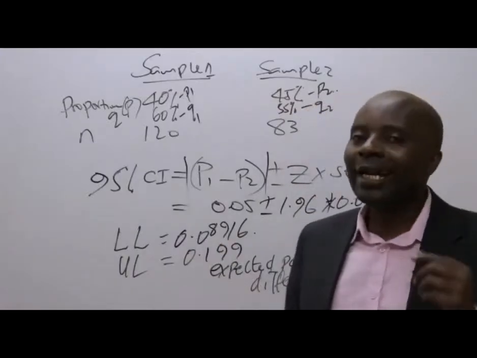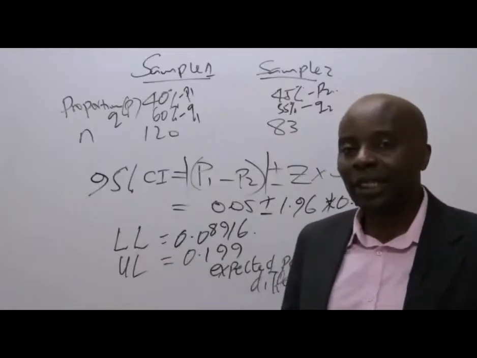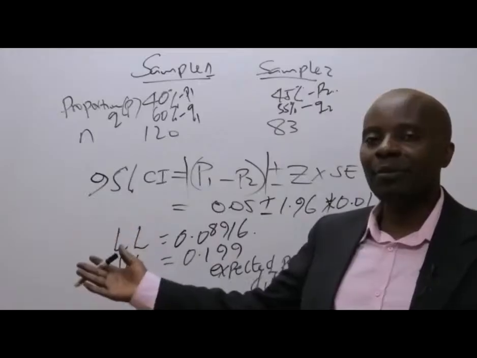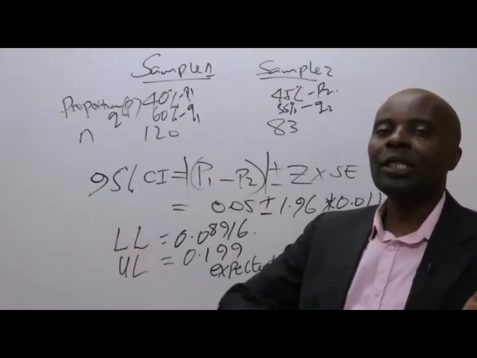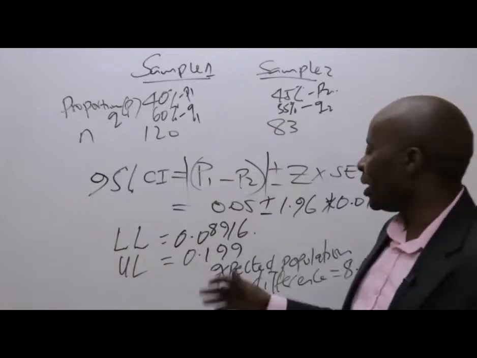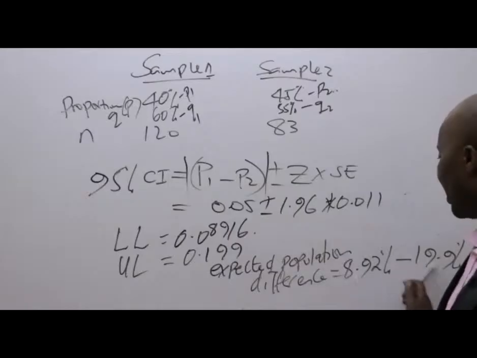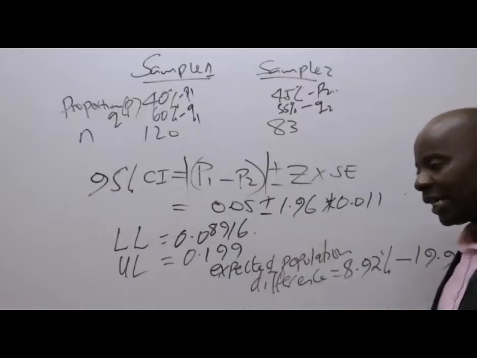you will see the ideal situation. We should be getting the lower limit being negative and the upper limit being positive, meaning that zero is in between. For now, just master it this way, that what we expect to be the population difference will be falling in between there. For now, just master it that way.